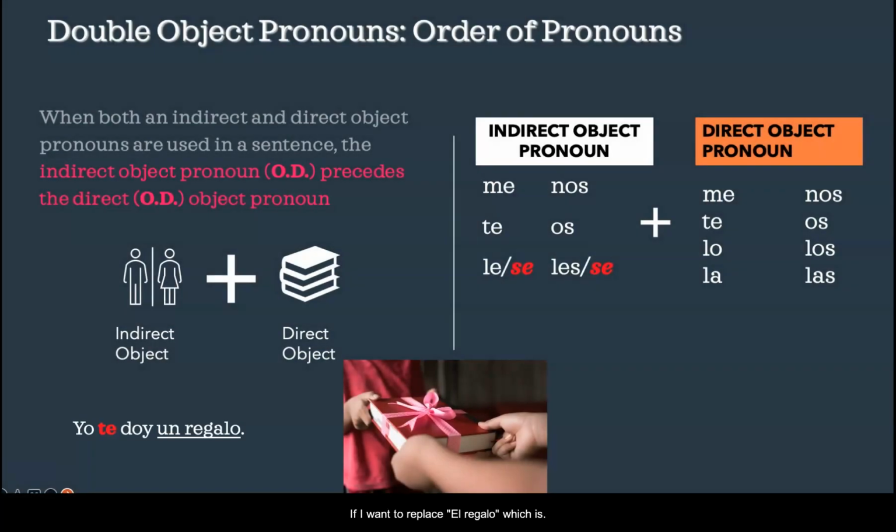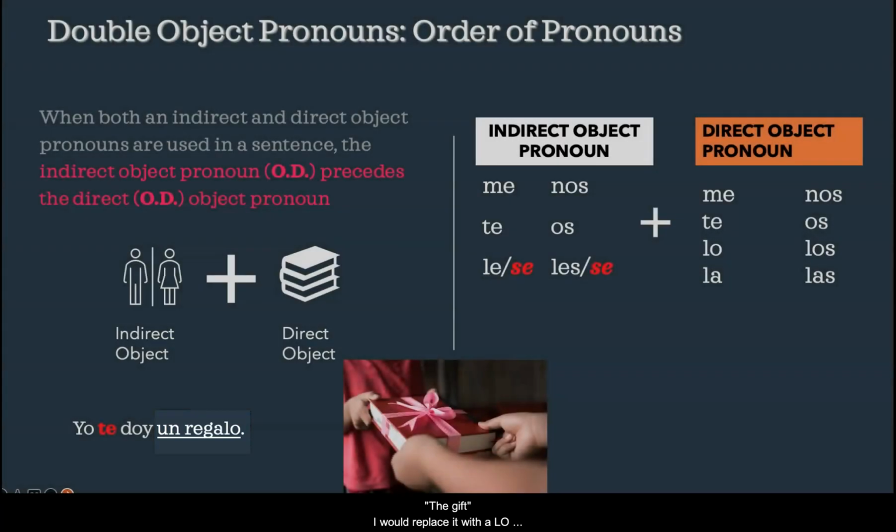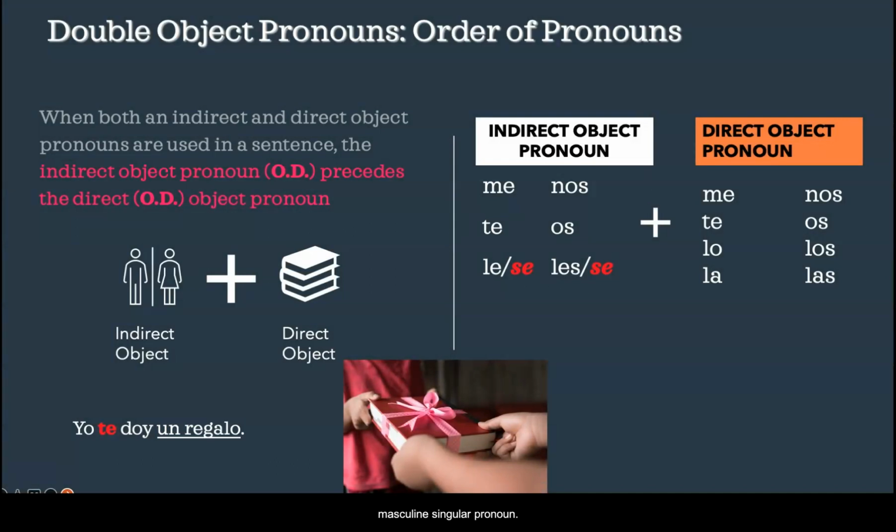If I want to replace el regalo, which is the gift, I would replace it with lo, masculine singular pronoun. But then I'm going to place it right after te, which is the to whom. Yo te lo doy. Te is to you, lo is the gift. So make sure the indirect object goes before the direct object.